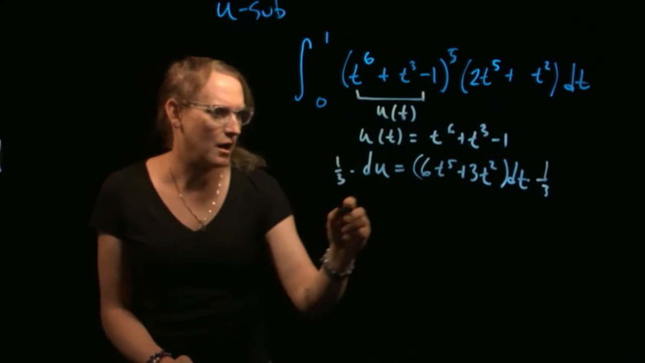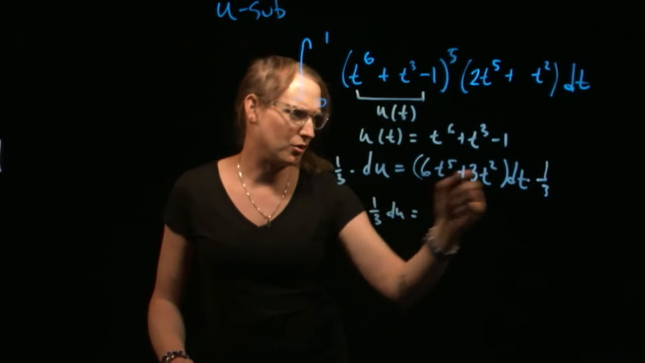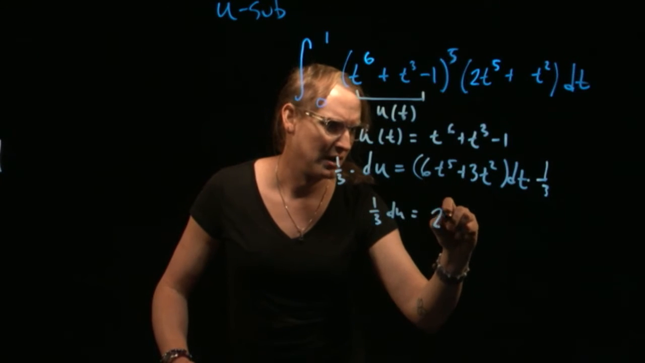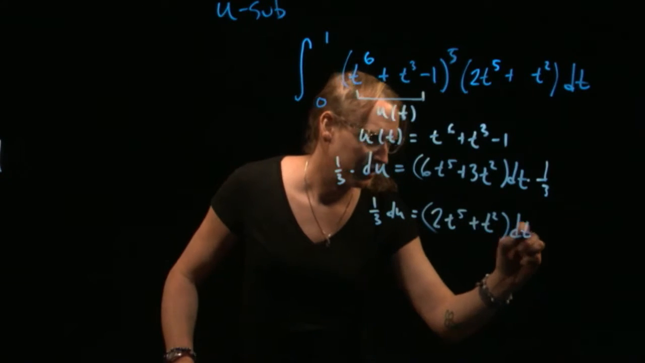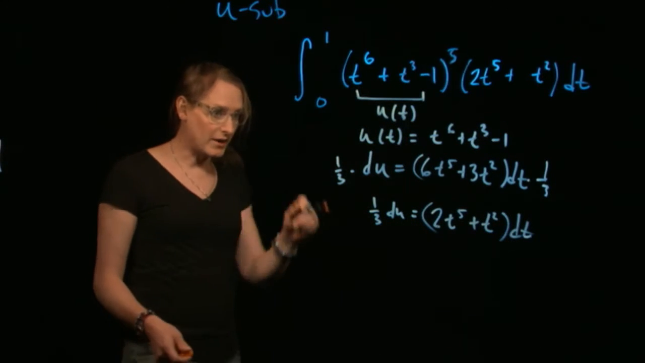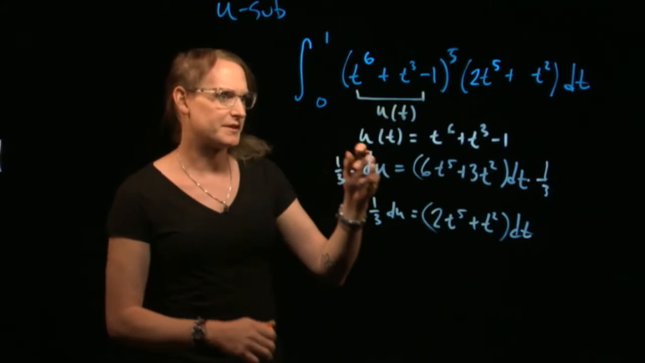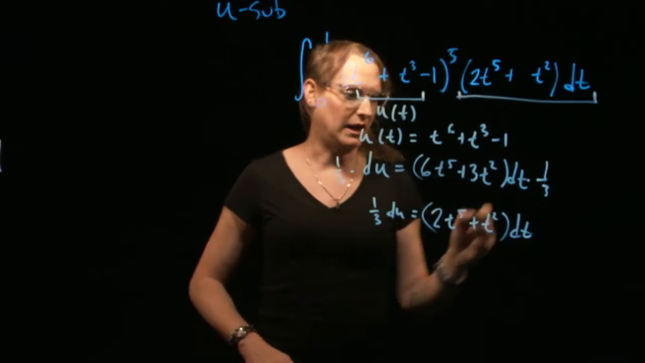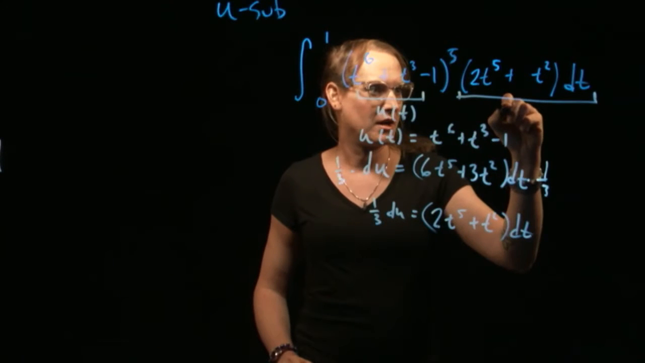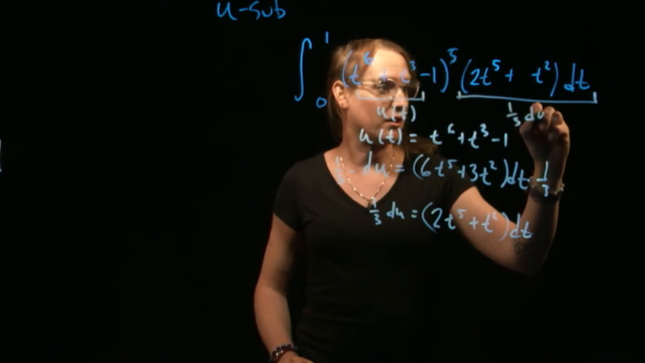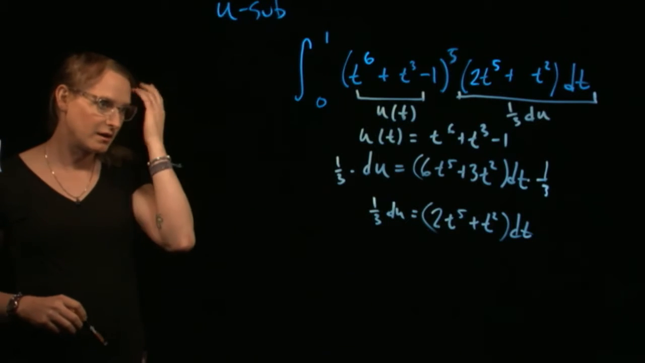There. So I'm going to have a third of du is equal to, let's distribute that here, 2t to the 5th plus t squared dt. And now I've got an expression that appears inside my integrand. So this thing right here, we're going to consume all the way through the dt as we replace that with a third of du. Do you dig it?